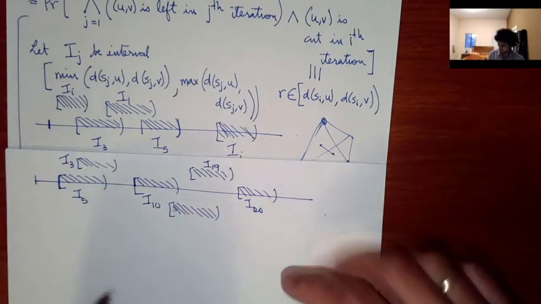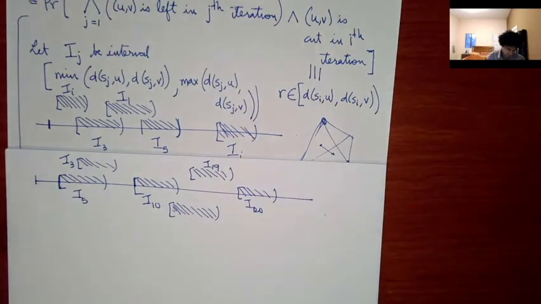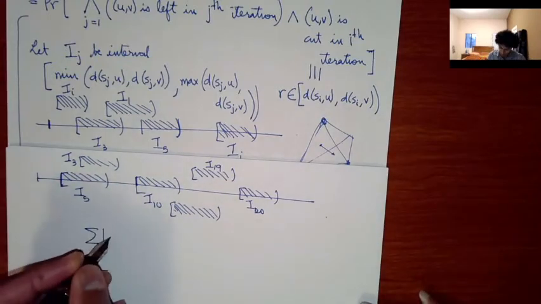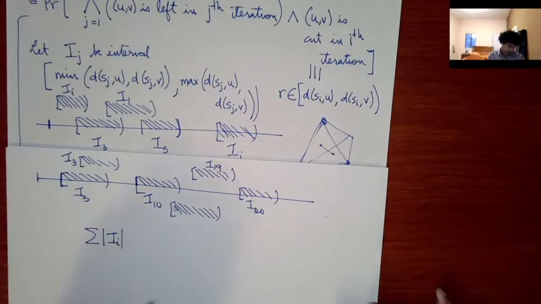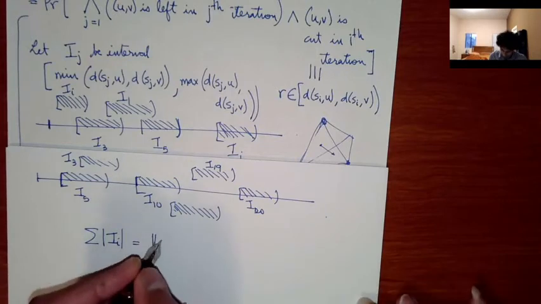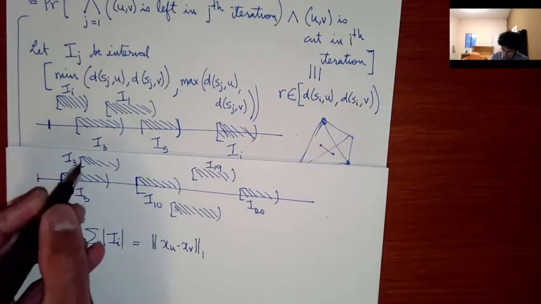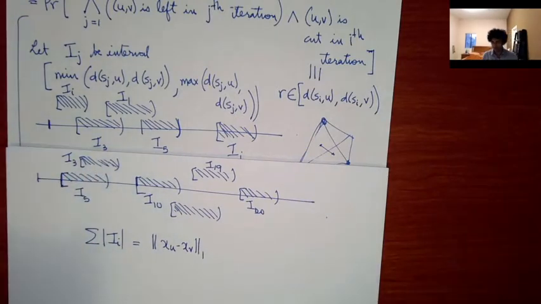I have a question. Is it obvious that the union of the intervals is a cover of some neighborhood of R at least? No, not necessarily. All you know is that the sum of these lengths is basically 2 times the L1 distance, because this is just the difference in coordinates. But R is being chosen from here.